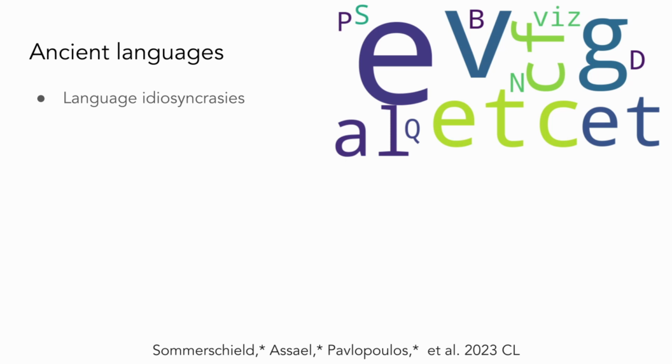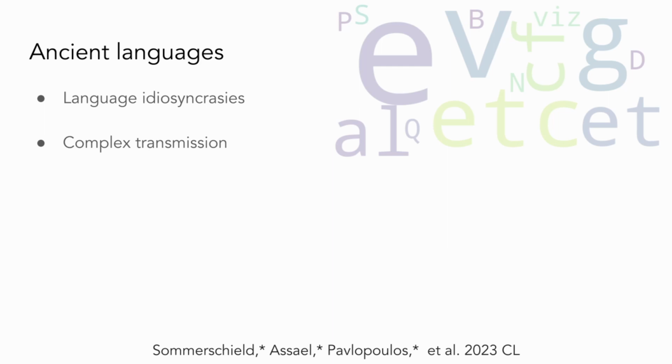But the challenge for machine learning can be even bigger. Language-specific idiosyncrasy exists, like Latin abbreviations, as an example. And complex textual transmission history sets another issue. For example, it could be disputed authorship.